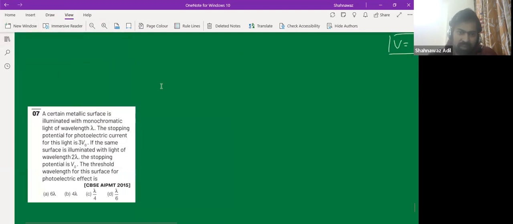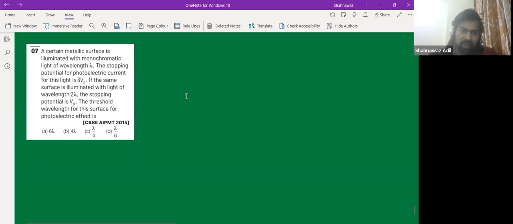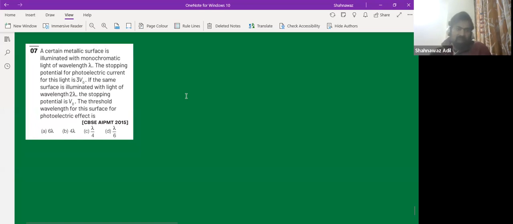A certain metallic surface is illuminated with monochromatic light of wavelength lambda. The stopping potential for photoelectric current for this light is 3V naught. If the surface is illuminated with light of wavelength 2 lambda, the stopping potential is V naught. The threshold wavelength for this surface for photoelectric effect is what?